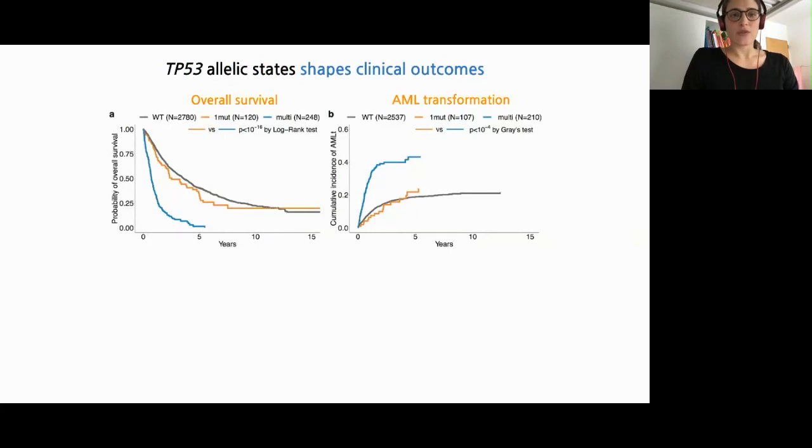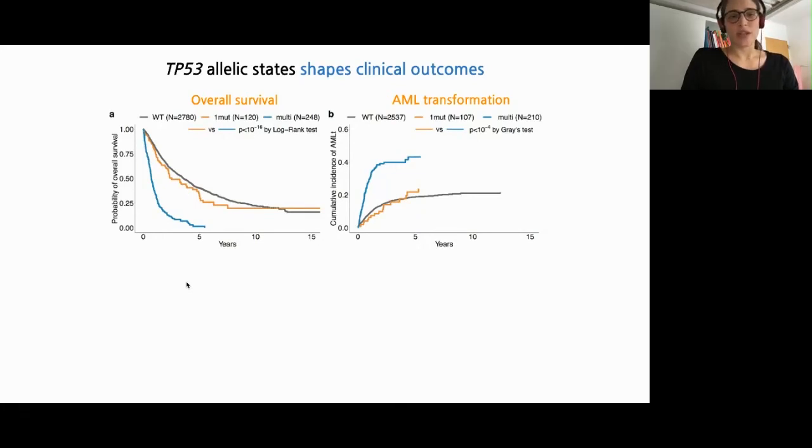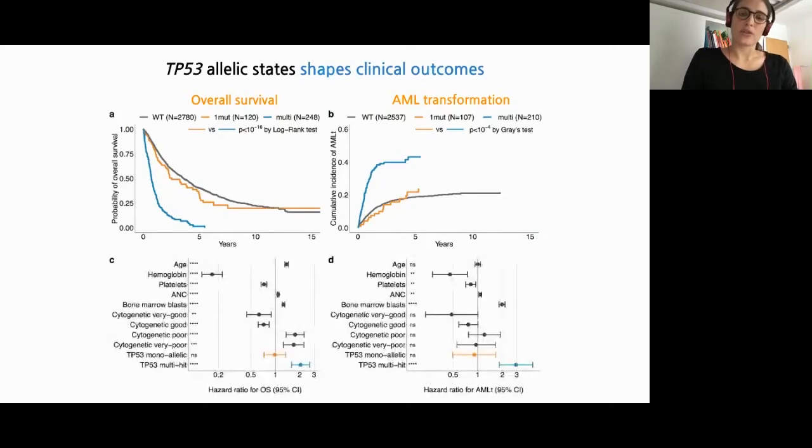And more importantly, TP53 allelic state shapes clinical outcomes, both for overall survival or transformation to acute myeloid leukemia, where you see in the Kaplan-Meier curve on the left dramatically different outcomes for biallelic versus monoallelic patients. Very surprisingly, the outcomes of monoallelic patients are similar to the outcomes of wild-type patients, while biallelic TP53 patients have a median overall survival of 7 months or so. And these differences are also strikingly true for progression to AML.